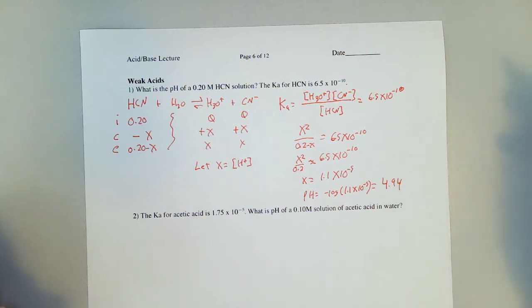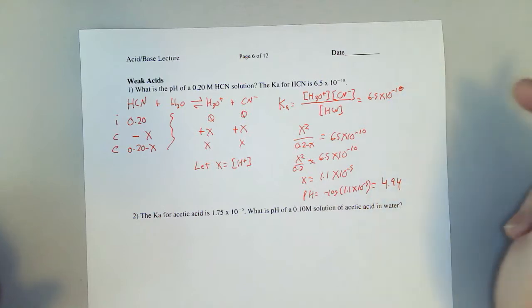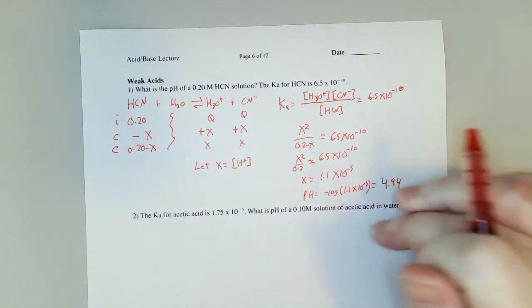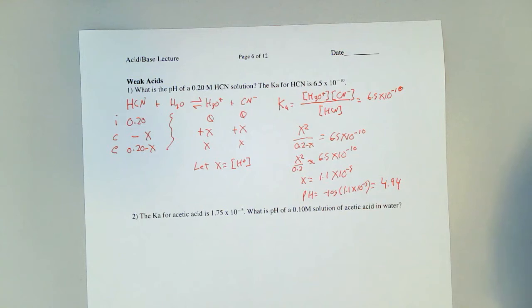Probably be a good idea to go back, check your percent ionization, make sure it's less than 5%, but with a K this small, it's absolutely less than 5%. Okay? Now, why don't you go and try the other two, because it really is quite a bit of review. Tune back in when you're done.